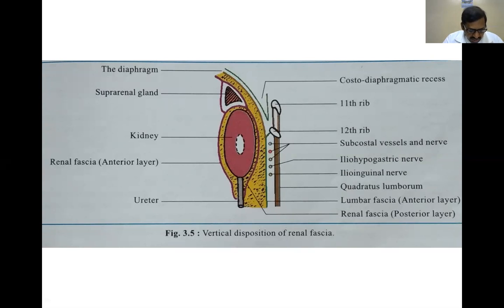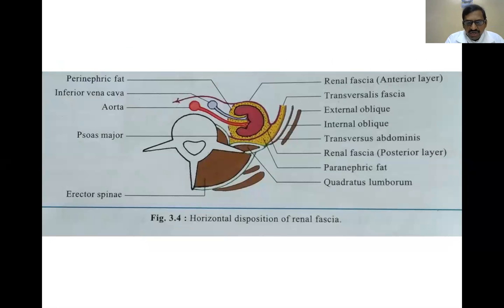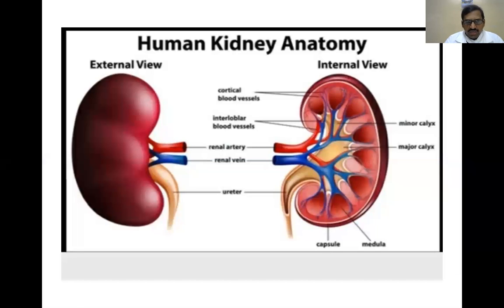Next, what are the parts of the kidney? That is also very important. You see here, this is the kidney. This is the upper pole, and this is the lower pole. This is the anterior surface, that side is the posterior surface, this is the lateral border, and this is the medial border. At the medial border, there is one depression that is called the hilum of the kidney. The hilum also extends into the kidney, and that is called the renal sinus. These are all the different parts of the kidney.